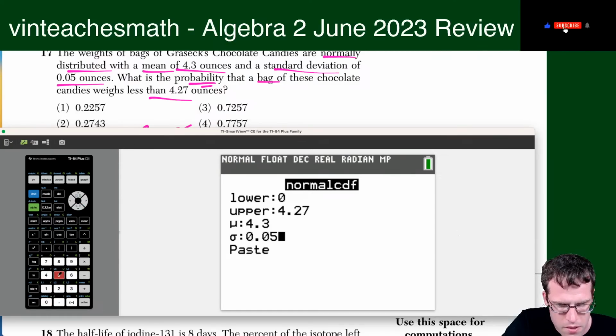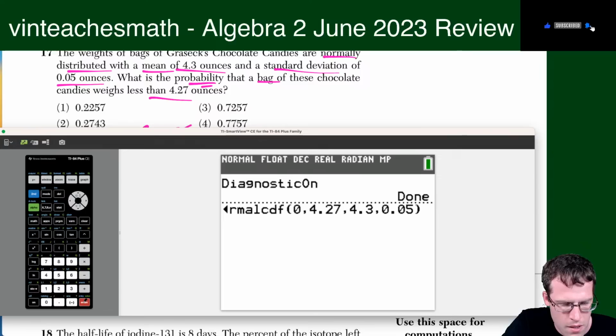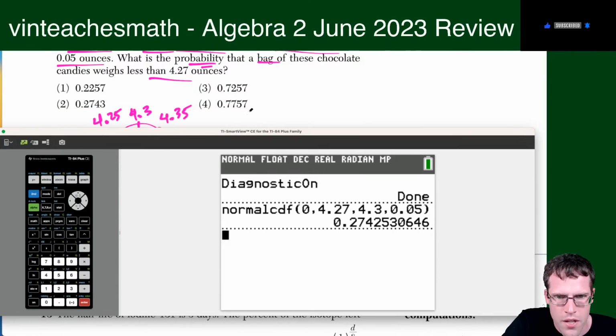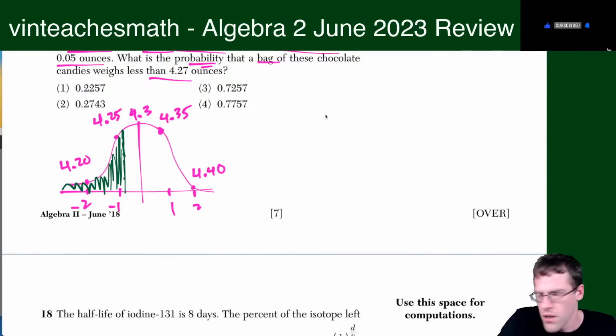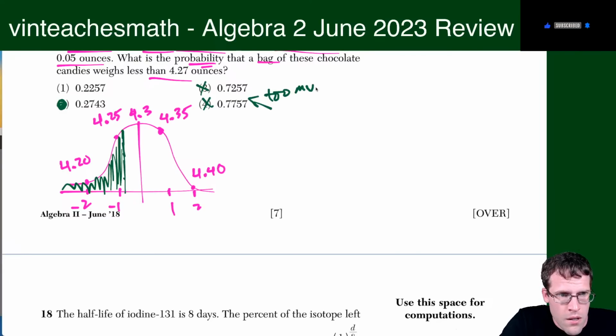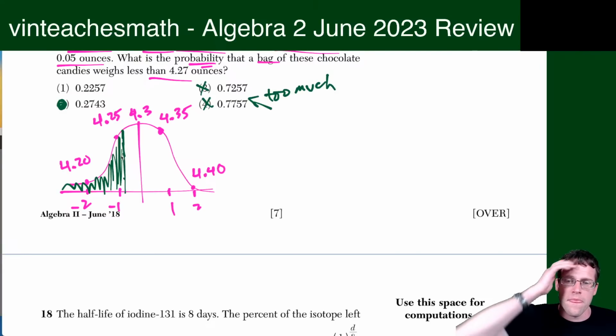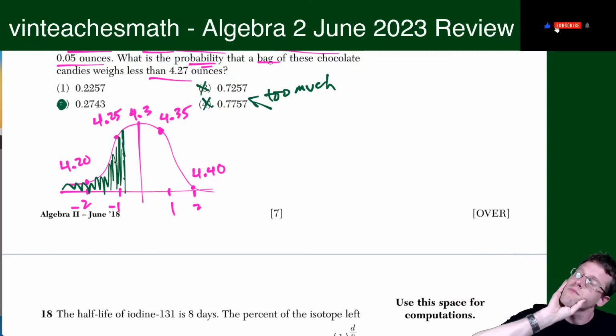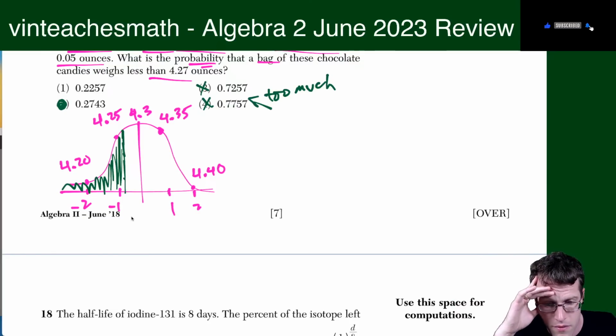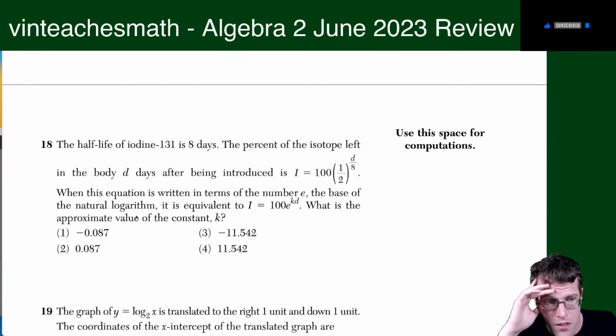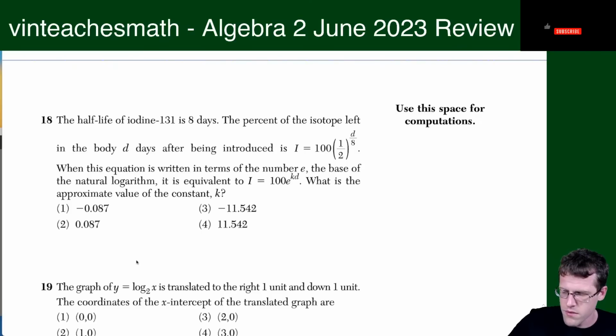So we just do this and press enter. And you're going to get 0.2742. Or 43, because we're going to round the 5 up to a 3. So it looks like choice 2. Okay, but you can see here, this is also, this is too much, because it's less than half. All right, so that just helps you make sense of your answer. But yeah. All right, 18.